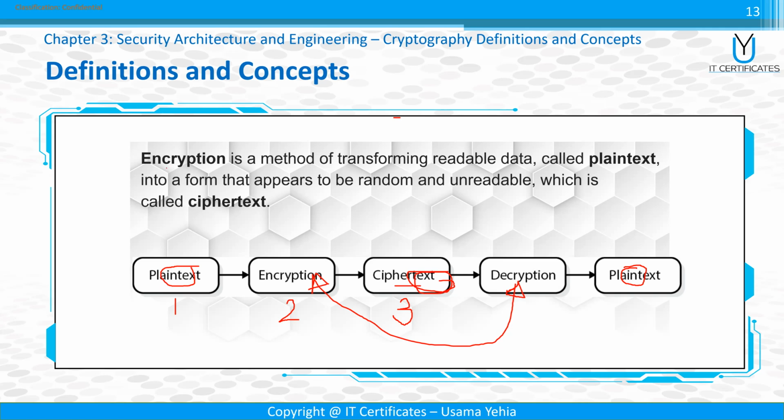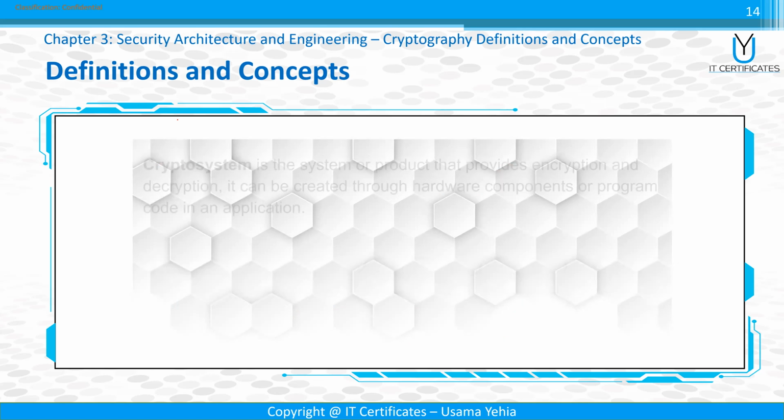You will have the encryption. What is the encryption? Encryption is a method of transforming readable data or plain text data into a form that appears to be random and unreadable, which is the ciphertext. Of course, ciphertext is random. No one can read it. If anyone captured the traffic from a network, from the internet, from a system, from a server, it seems like garbage to him. He will not be able to read anything, and it will never give him any valuable information. So encryption is a method of transforming the data from plain text into ciphertext.